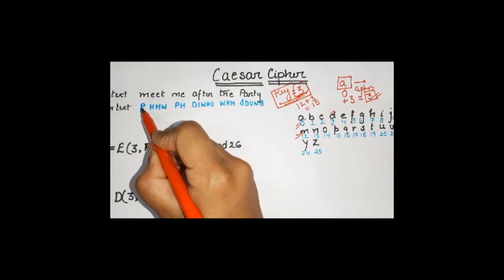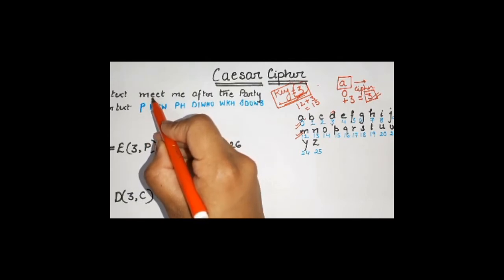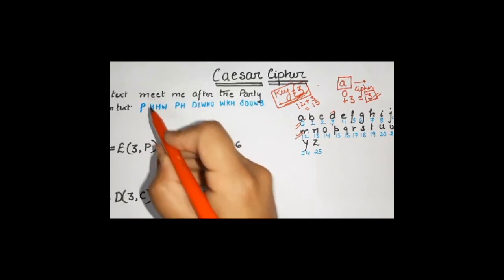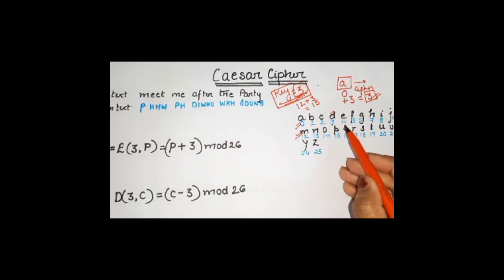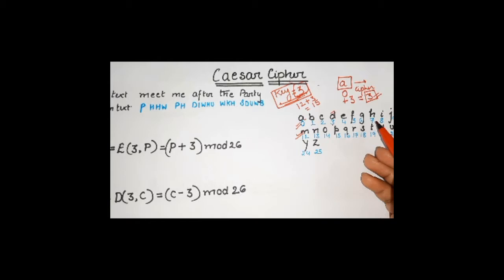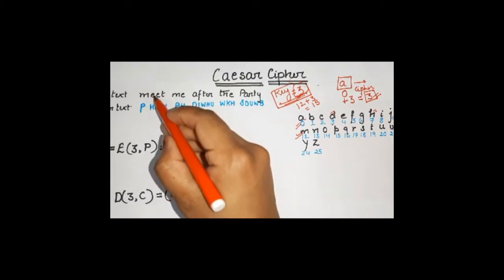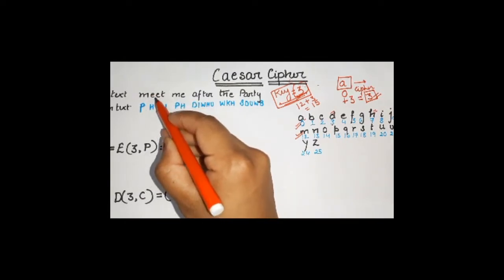Okay, let me take up one more example, E. So please find out the numerical value of E, which is 4. Add 3 to 4. When I add 3 to 4, I'll get 7, right? And the alphabetical value of 7 is H. Can you see this? H. So I'll be replacing E by H. Similarly, I have another E, which will be replaced by H.